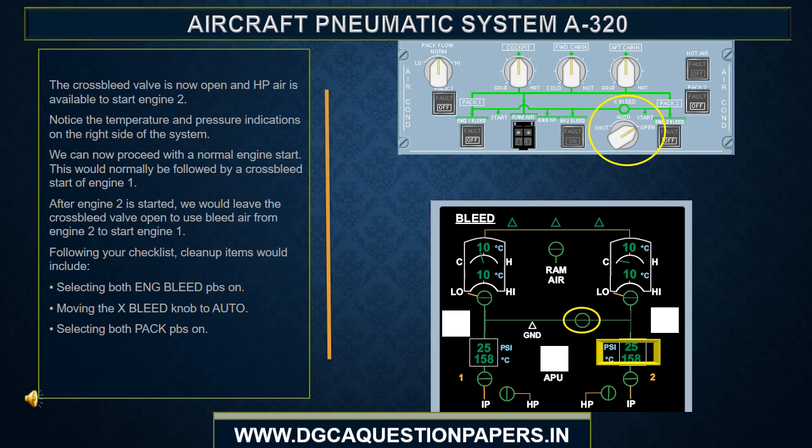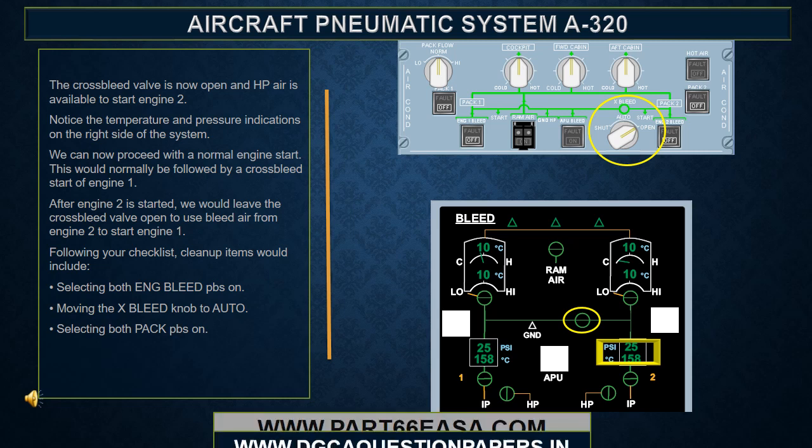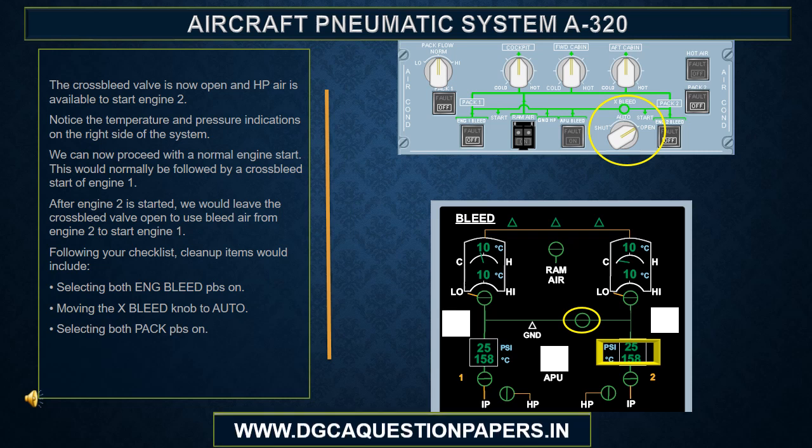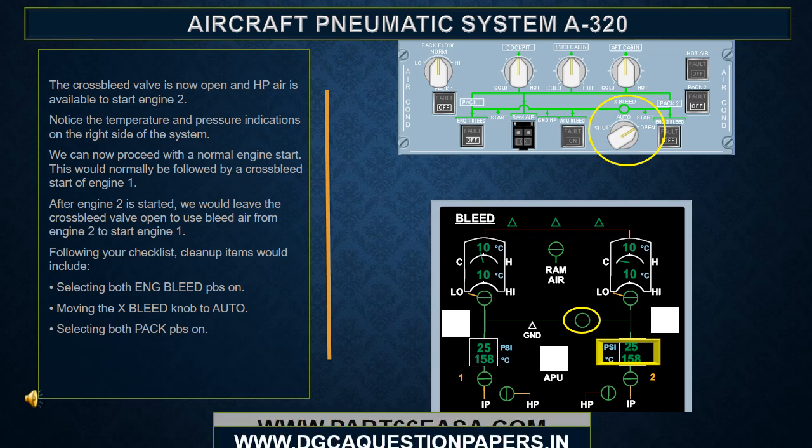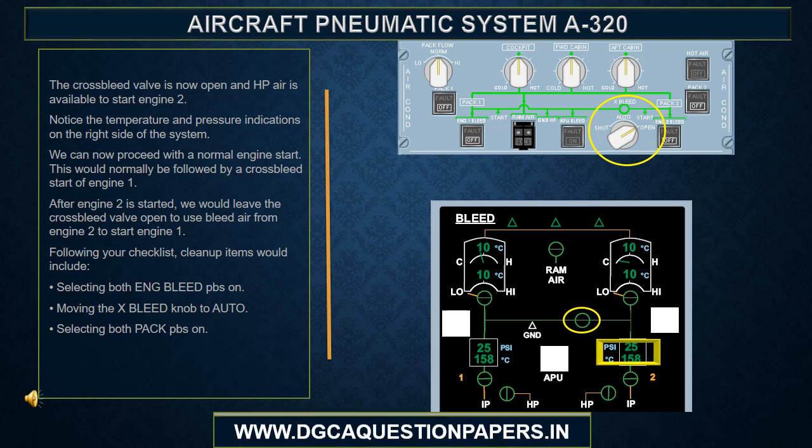This would normally be followed by a cross bleed start of engine 1. After engine 2 is started, we would leave the cross bleed valve open to use bleed air from engine 2 to start engine 1. Following your checklist, cleanup items would include selecting both engine bleed push buttons on, moving the cross bleed knob to auto, and selecting both pack push buttons on.